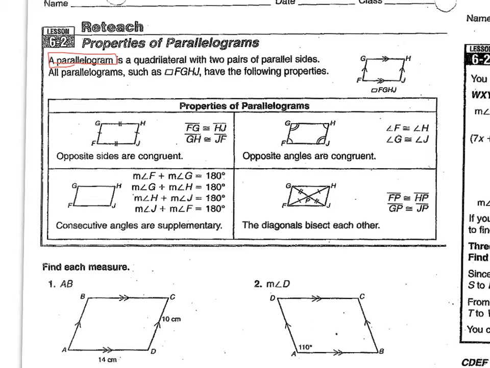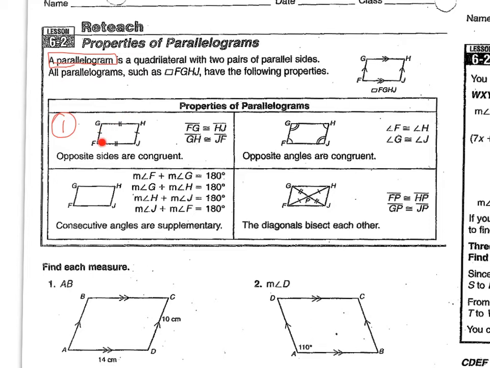Now, all parallelograms, such as parallelogram FGHJ, this is the symbol for parallelogram, have the following properties. So it's basically 4 properties. I said 5, but it's 4 properties and a definition. So the first property, let's put number 1 on the left side. The first property says opposite sides are congruent.